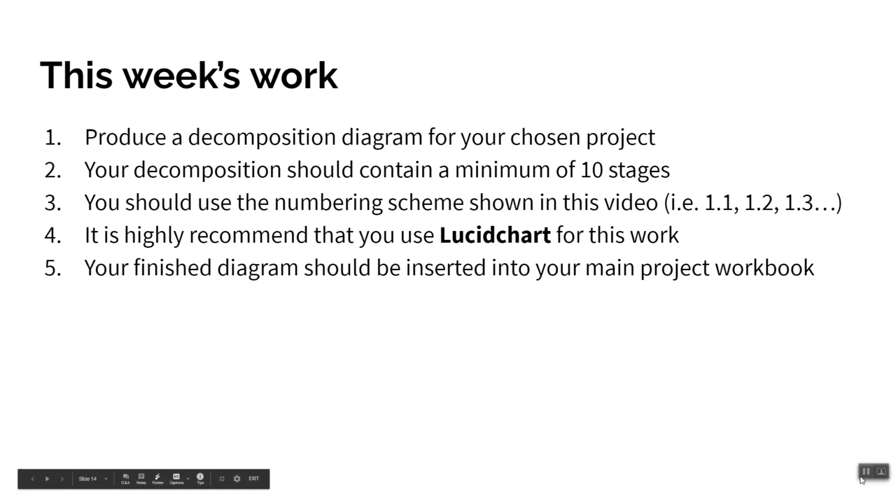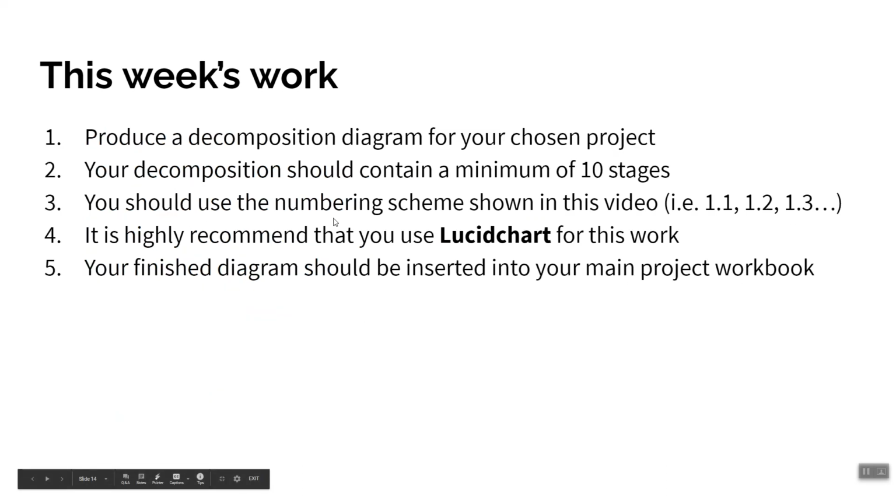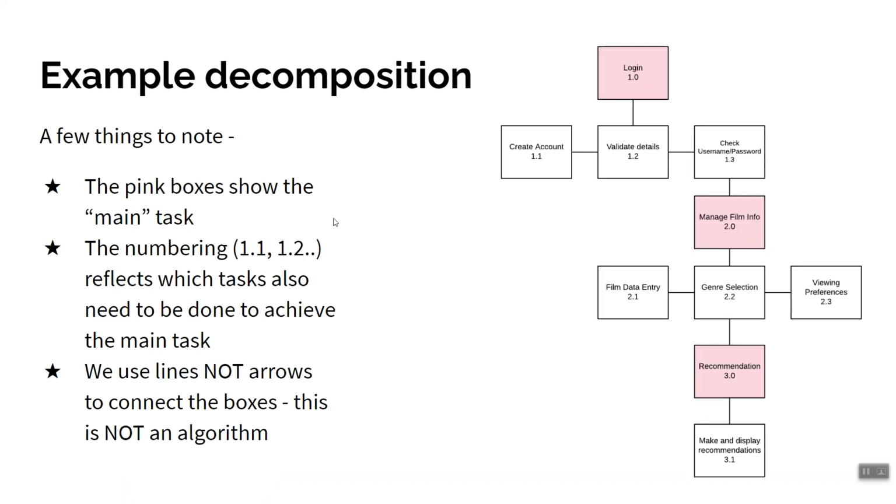So what I want you to do this week is hopefully relatively simple. I need you to produce a decomposition for the project that you've chosen to do. I think that you're going to need to use a minimum of 10 stages or 10 boxes or 10 subtasks or 10 chunks, whatever you want to call it. But I'd expect at least 10 of these boxes in your diagram if you've broken it down sufficiently. You should use a numbering scheme in the same way that I have. Okay, and there's reasons why I want you to do that.